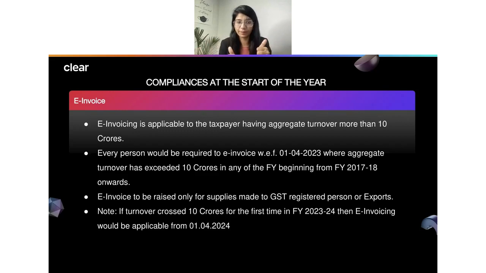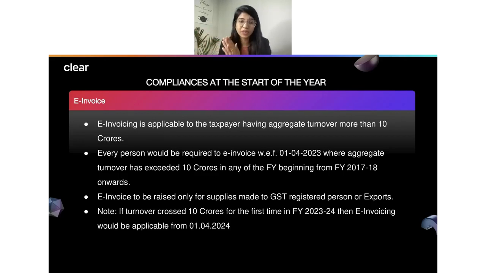That's one important point. Once you have determined that your annual aggregate turnover has exceeded the limit of 10 crore, which means all the supplies, whether export supply, B2B supply, B2C supply or exempted supply, combined at a PAN level, have exceeded 10 crore, e-invoicing is now applicable. Then you will start generating your IRN for all of your B2B and export transactions, right? So you don't have to generate e-invoices for your B2C supply or other supply.